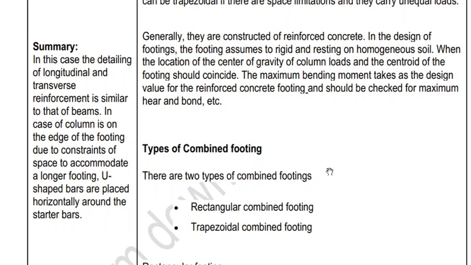Now in the design of footings, the footing is assumed to be rigid and resting on homogeneous soil. So this is our assumption. The location of the center of gravity of the column loads and the centroid of the footing should coincide. If they do not coincide, in that case the column will fail. Now the maximum bending moment is taken as the design value for the reinforced concrete footing and should be checked for maximum shear and bond, etc.